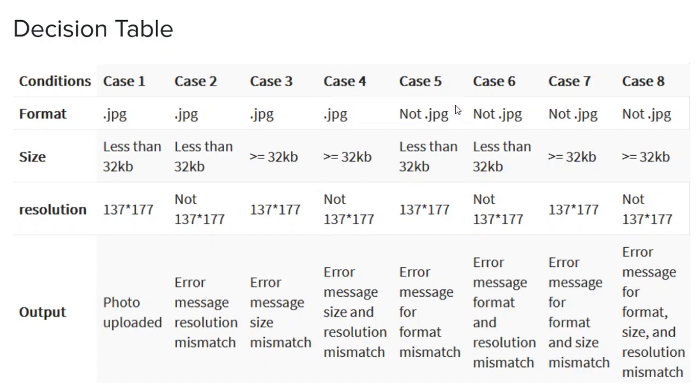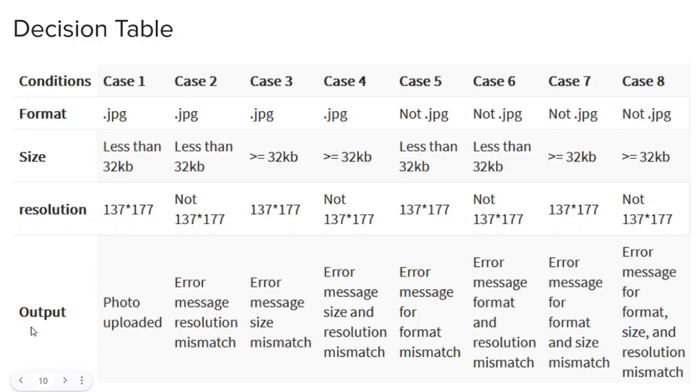What is the fifth combination? When file size is less than 32 KB, file format is not .jpg, and resolution is 137 into 177. So this is another combination. If you see, the first case is all valid, all positive condition values. The format is .jpg, file size is less than 32 KB, resolution is 137 into 177. That means all three conditions are matching.